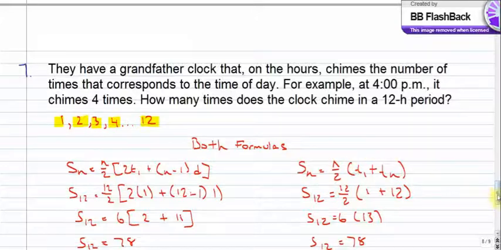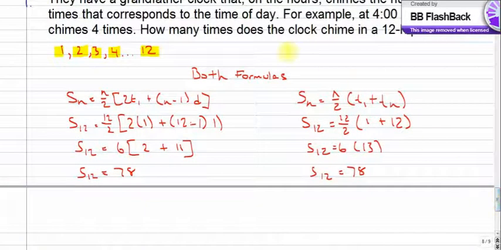I decided to use both formulas just to show you that you get the same answer in the end. With the first formula, you substitute the values. We know that it's 12 terms because it's a 12-hour period. You can put that in all those 3 places. We know that term 1 is 1 because the first time it chimes is when it's 1 o'clock. And we know the difference is 1 also because you add 1 between each of the terms. So the difference is 1.